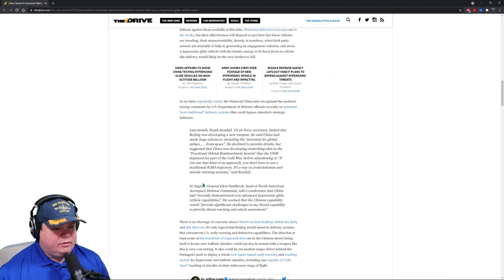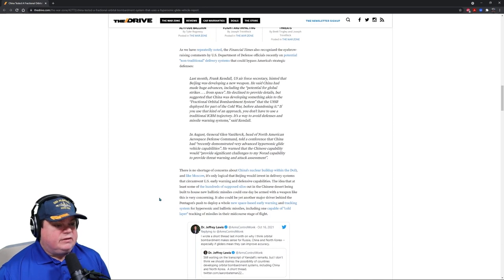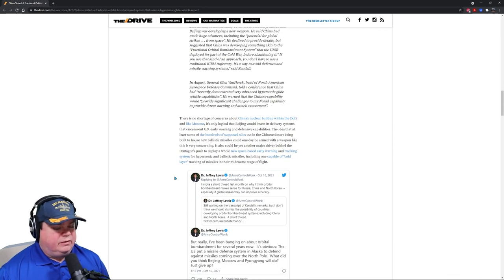If you use that kind of approach, you don't have to use a traditional ICBM trajectory. It's a way to avoid defenses and missile warning systems, says Kendall. In August, General Glenn VanHerck, head of the North American Aerospace Defense Command, told a conference that China had recently demonstrated very advanced hypersonic glide vehicle capabilities. He warned that China has the capability and would provide significant challenges against my NORAD capability. Yeah, because we don't have anything really to shoot this thing down. You know, it's really about early detection. We've got to be able to detect it early and get, you know, the GPI, which is the Glide Phase Interceptor, up into the air.